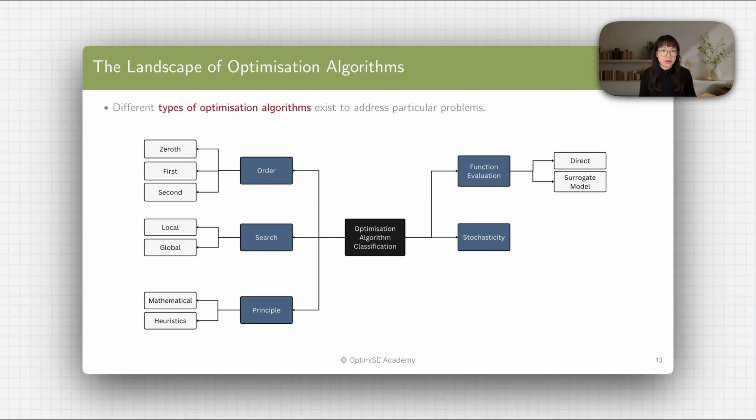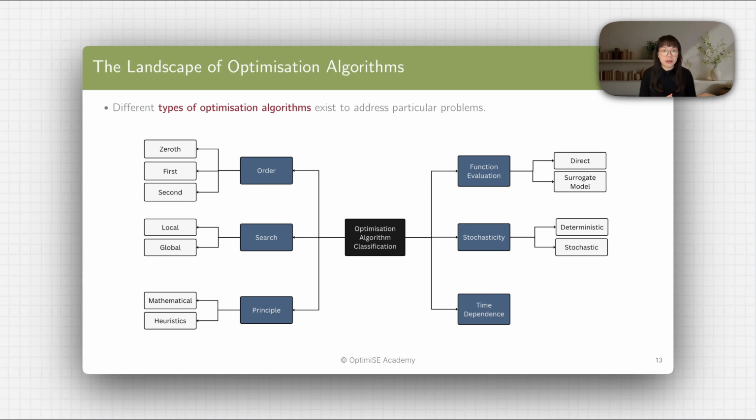And then we also have stochasticity, which we talked about earlier. An algorithm could be designed for deterministic optimization, or it could be designed for stochastic optimization, which covers topics surrounding reliable and robust optimization, where you don't just optimize a deterministic objective function, but you actually include or consider the uncertainties involved in the function.